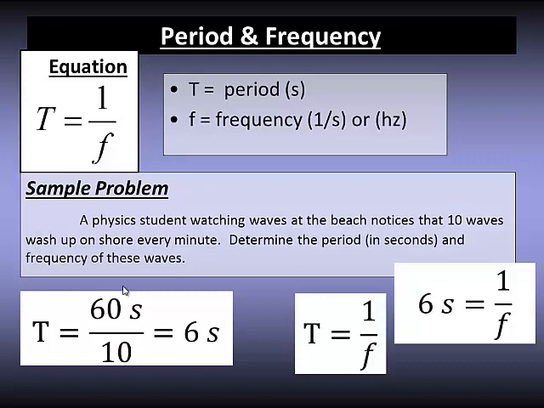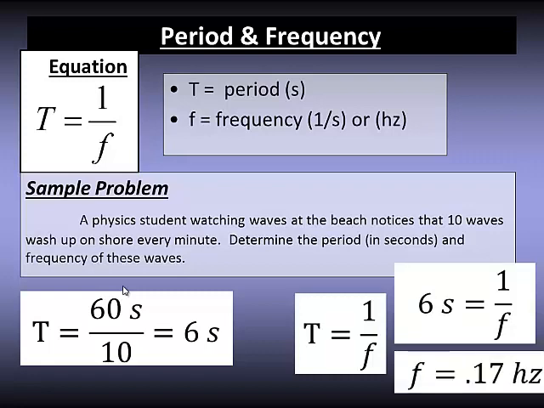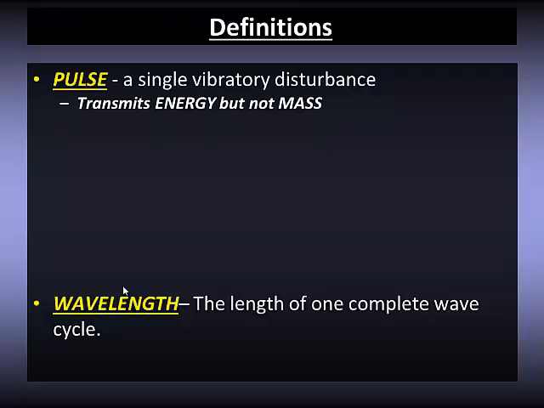To get the frequency, we use T equals 1 over F. So 6 seconds equals 1 over F. F equals 0.17 hertz, or 0.17 cycles per second, 0.17 waves every second.